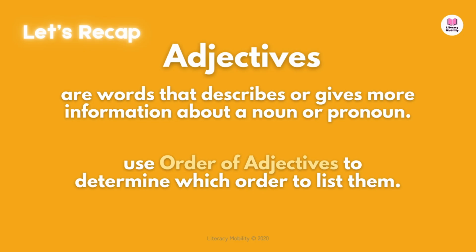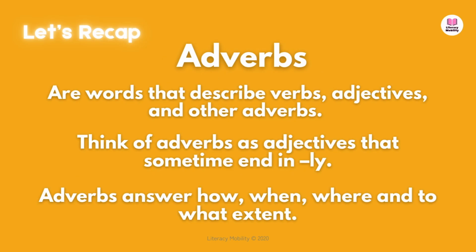So let's recap. Adjectives are words that describe or give more information about a noun or pronoun. Use order of adjectives to determine which order to list them. Adverbs are words that describe verbs, adjectives, and other adverbs. Think of adverbs as adjectives that sometimes end in ly. Adverbs answer how, when, where, and to what extent.